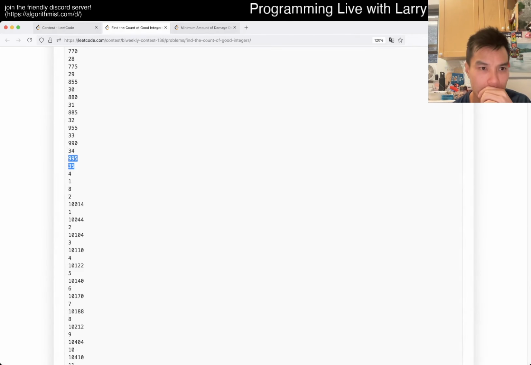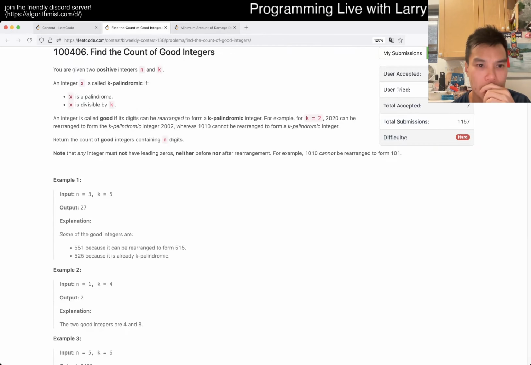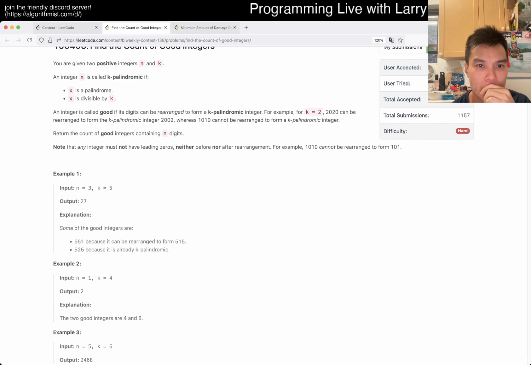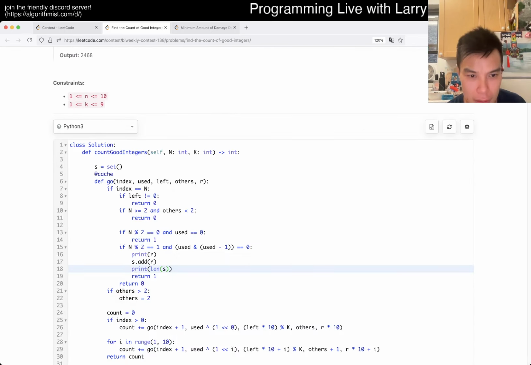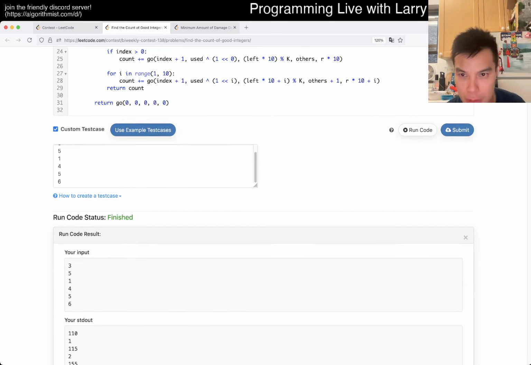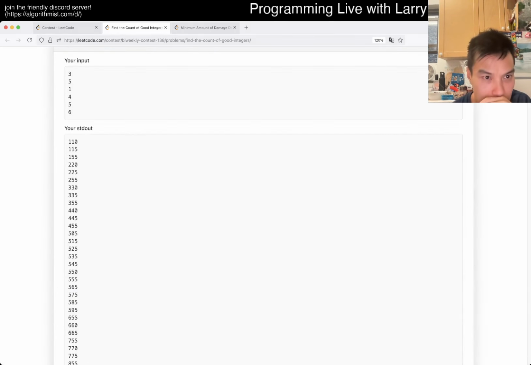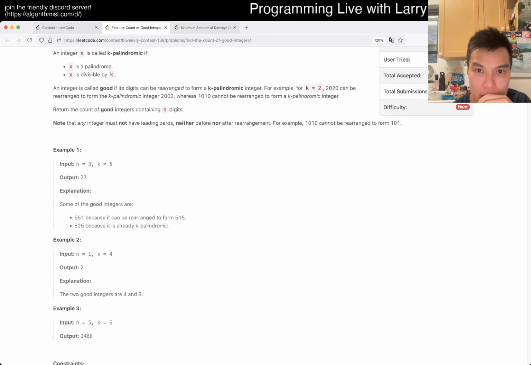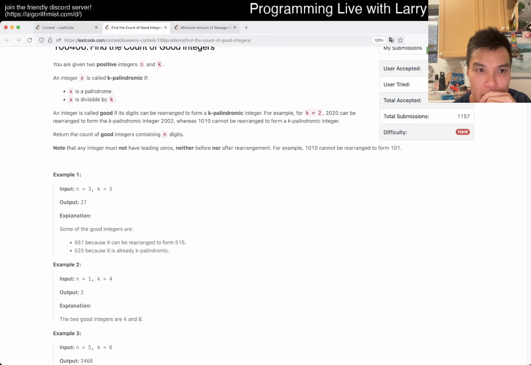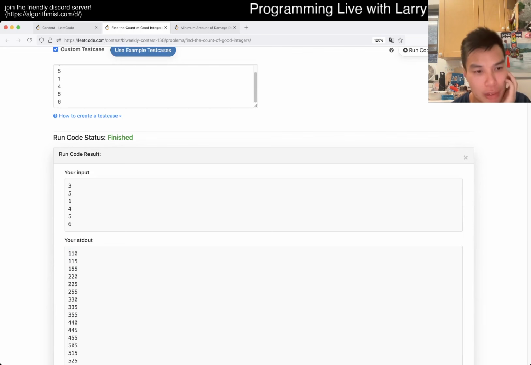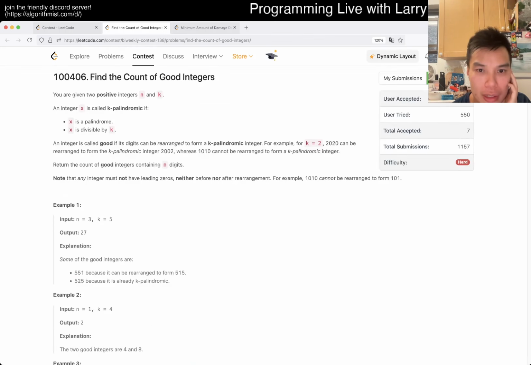Okay, so it's 35. What am I missing? Why is it only 27? Then. Okay. Am I missing some principle here? 110, that's good. Oh, it converts to 101, which is no good. No, wait. Are we? I think I misread this one.